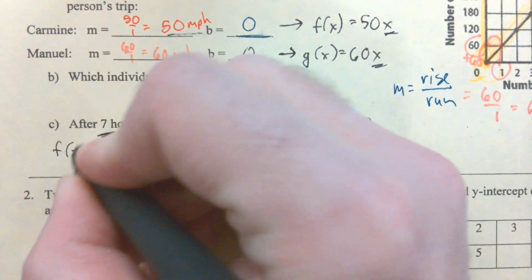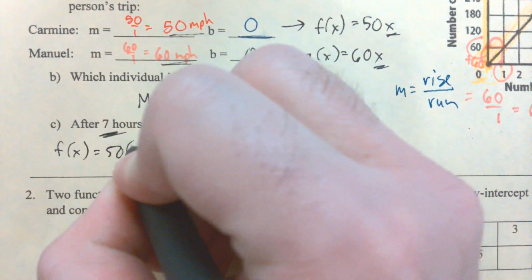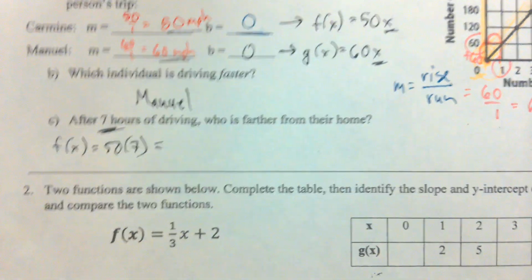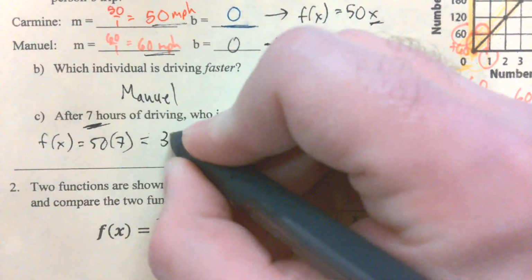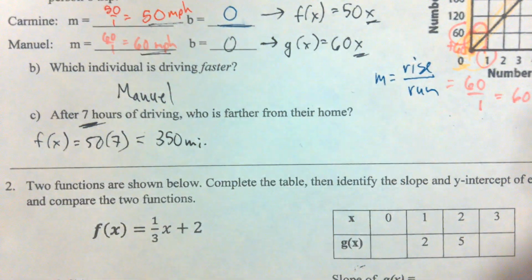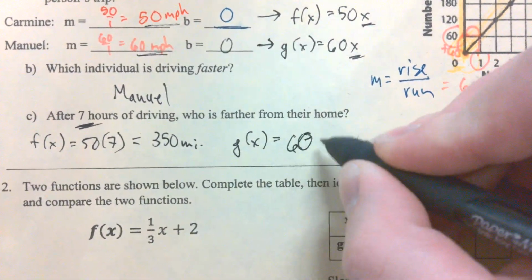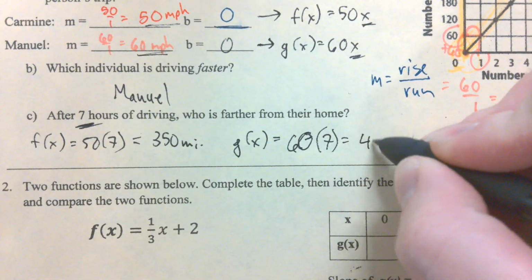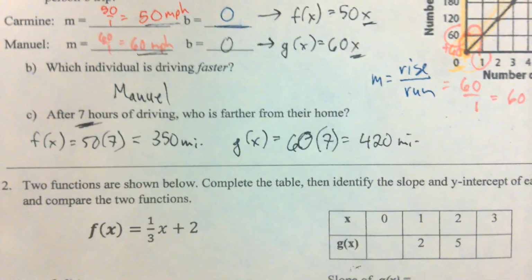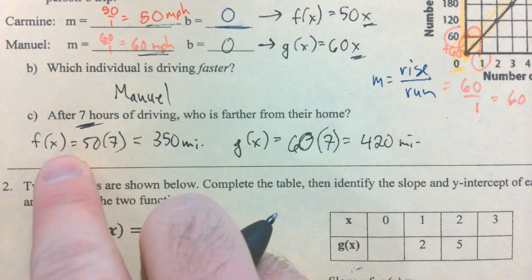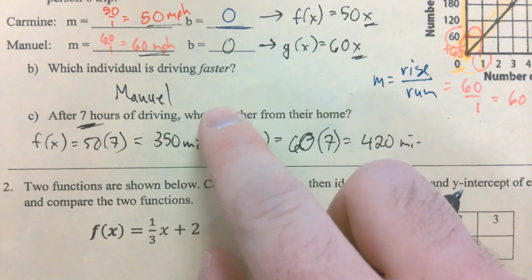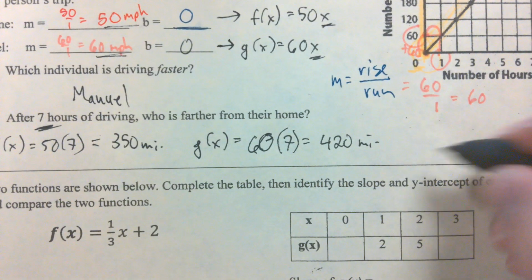So for Carmine, 50 times 7 would give me what? 350 miles. And for Manuel, 60 times 7 would give me what? 420 miles. So between Carmine and Manuel, who's driven further away from home? Manuel again.